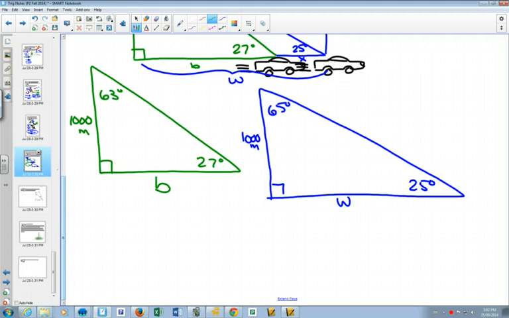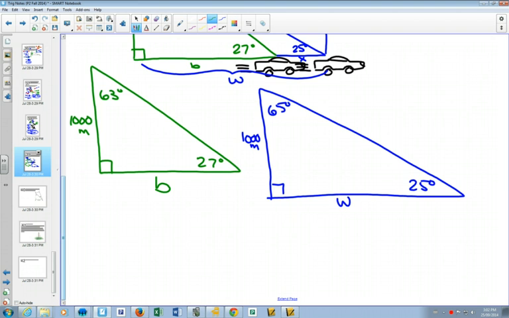So let's go to our green triangle. Okay, green triangle. Do we have enough information to solve the whole triangle? Yes. So if we're going to solve for B, the first thing we have to decide is which angle do you want to use? 63 or 27? Because it's going to change which are opposite and which are adjacent. So we have to pick one.